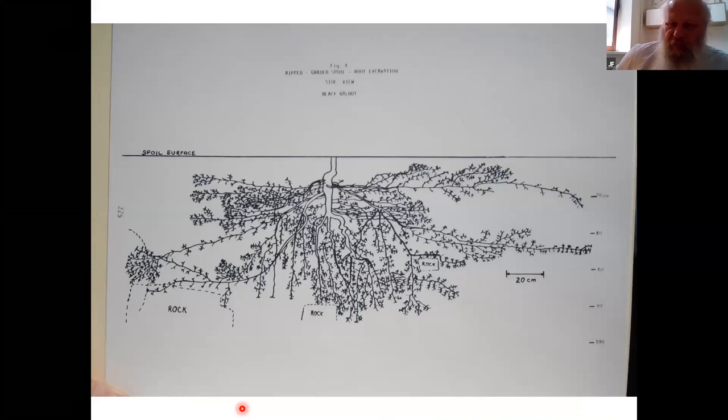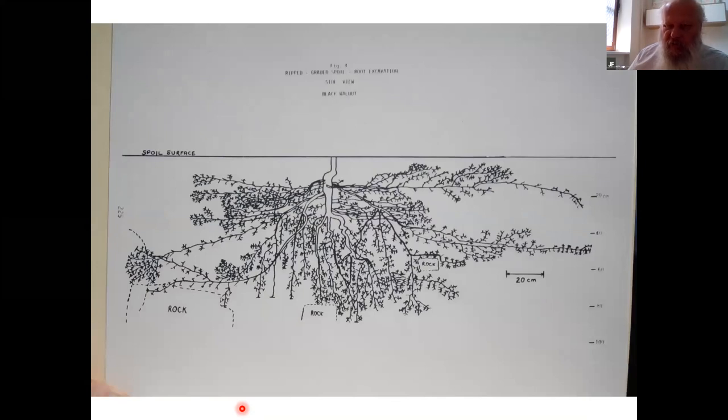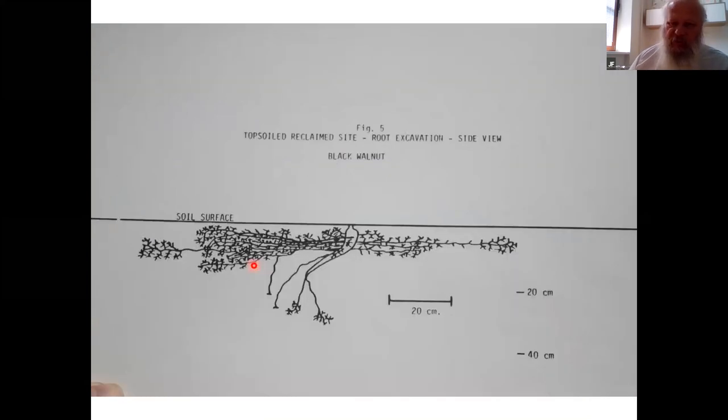What compaction does for trees is actually reduce the ability to develop the root system. So this is an example of a black walnut tree, which was growing on ungraded spoil. And this is the same species grown in the topsoil. This is a sketch of the root actually after excavation. You can notice there is this 20 centimeter scale bar, and there is this 20 centimeter scale bar, which is much smaller. So if we actually put it in scale, the graded compacted root would be like that. Yeah? So the picture actually makes it a little bit better because it's not the same scale.